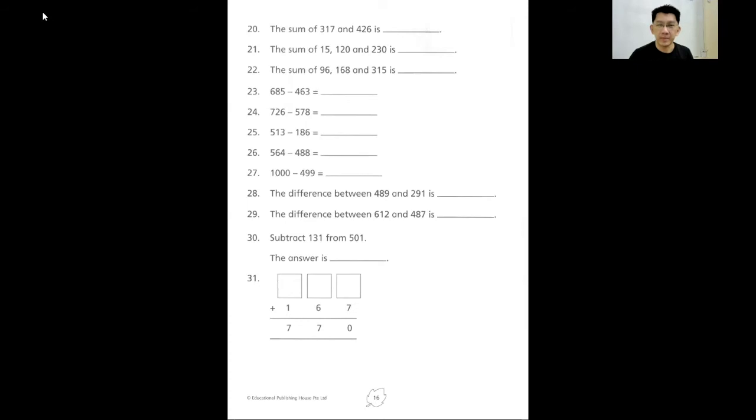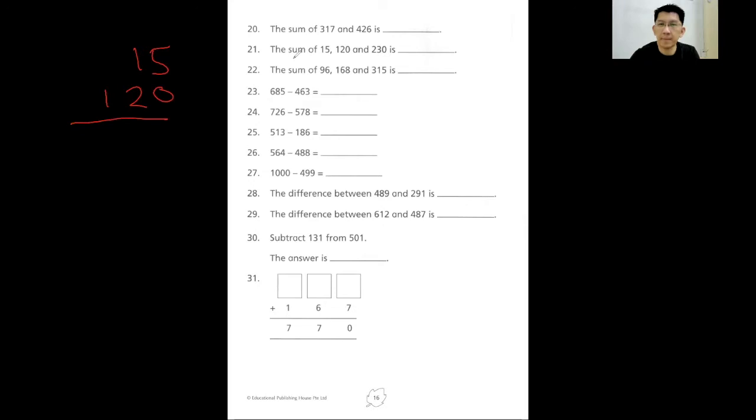Okay, so let's read the question together. The sum of 15, 120, and 230 is... Okay, so that is the question. Now, there are actually two ways of doing this. And I'm going to show you both ways so you can actually put that to practice for number 22. Okay, so the first method is to just write down 15 and 120.